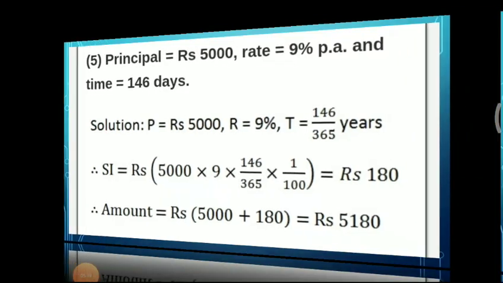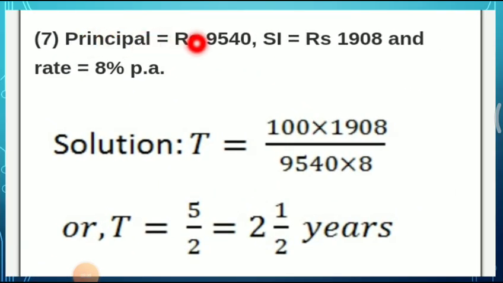Next question is: principal is equal to 9540 rupees, SI 1908 rupees, and rate of interest 8% per annum. You find the time.